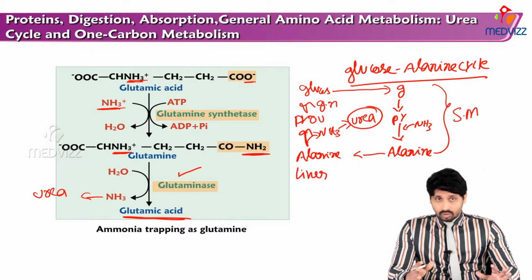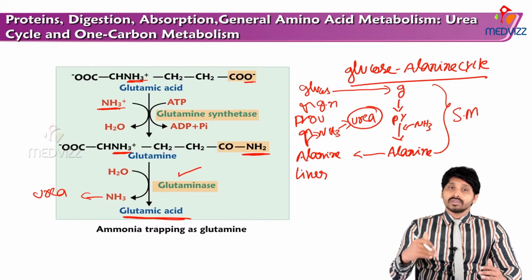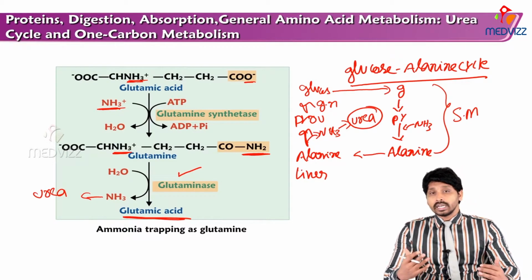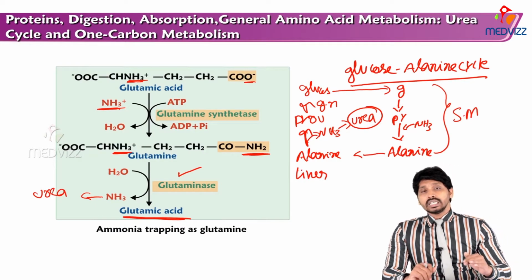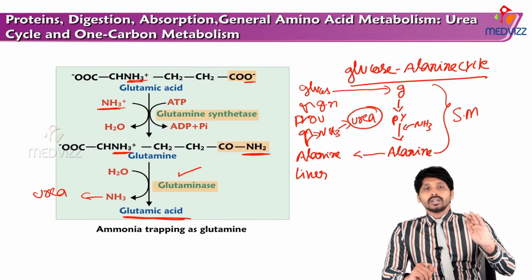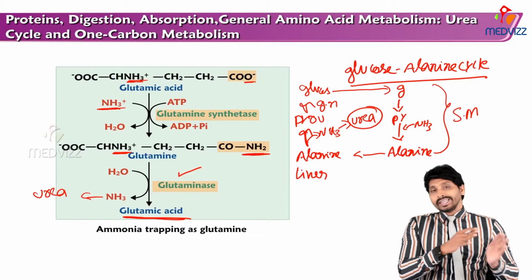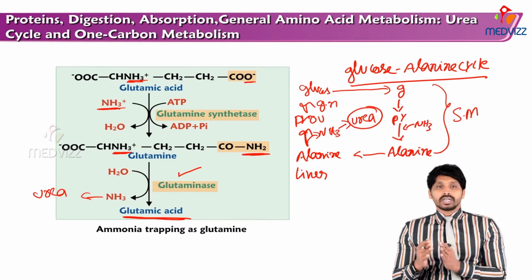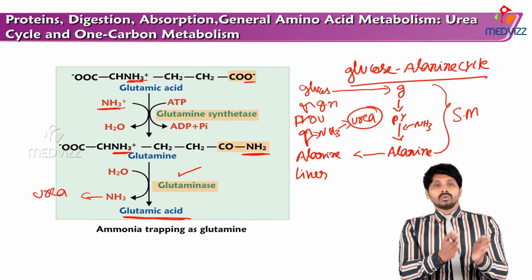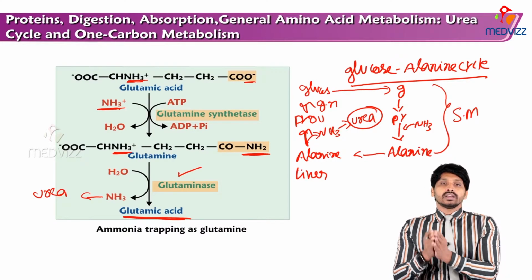Why ammonia is toxic? That we will see once we finish the urea cycle pathway. Okay, and now we will see what is the fate of this liberated ammonia in liver cells. Okay, so there are categories based on the excretory product. Okay, so ammonotelic, uricotelic, ureotelic.